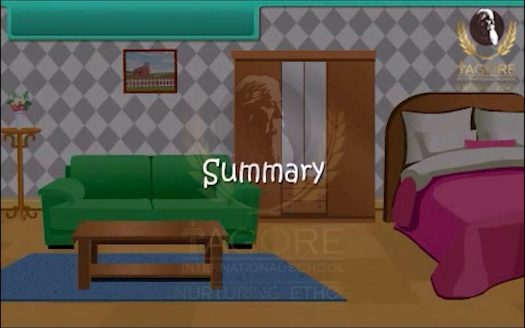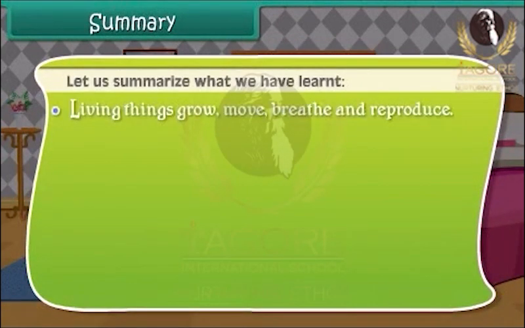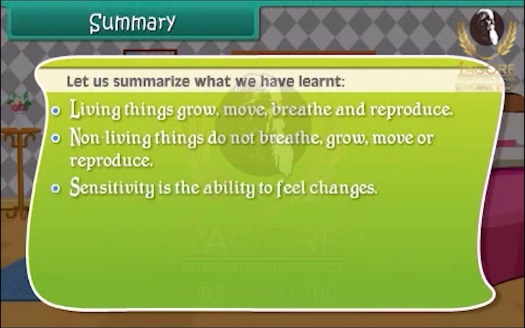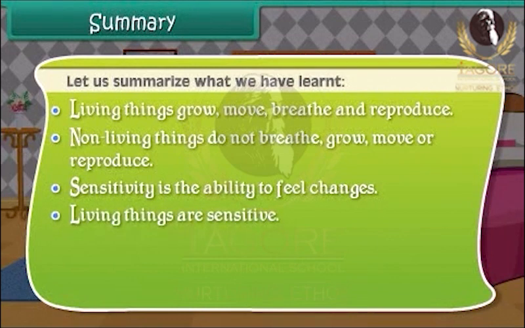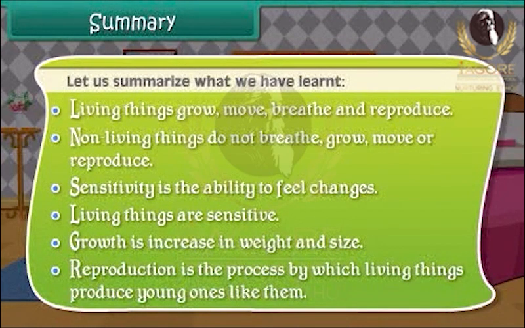Summary. Let us summarize what we have learned. Living things grow, move, breathe, and reproduce. Non-living things do not breathe, grow, move, or reproduce. Sensitivity is the ability to feel changes. Living things are sensitive. Growth is increase in weight and size. Reproduction is the process by which living things produce young ones like them.